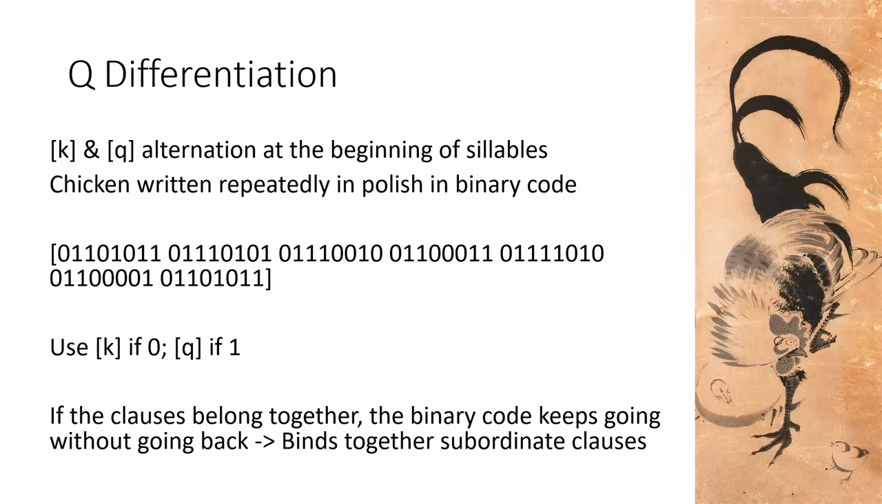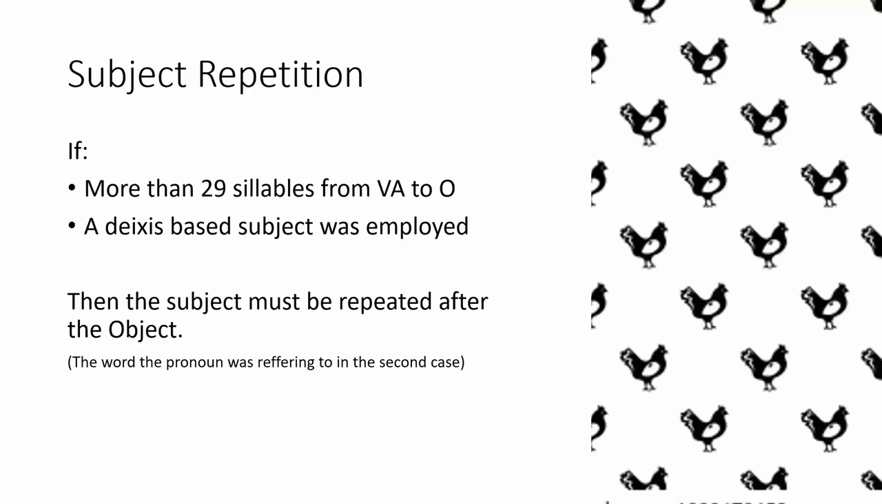Each number is a syllable that begins with Q. The ones that would be then a 1 are changed to ka. Another rule consists of subject repetition. If there's more than 30 syllables of the subject, it shall be repeated before the sentence concluder for easier comprehension. Similarly, if a pronoun is used as the subject, the concept it was referring to shall be repeated as well, to just refresh the mind of the listener.